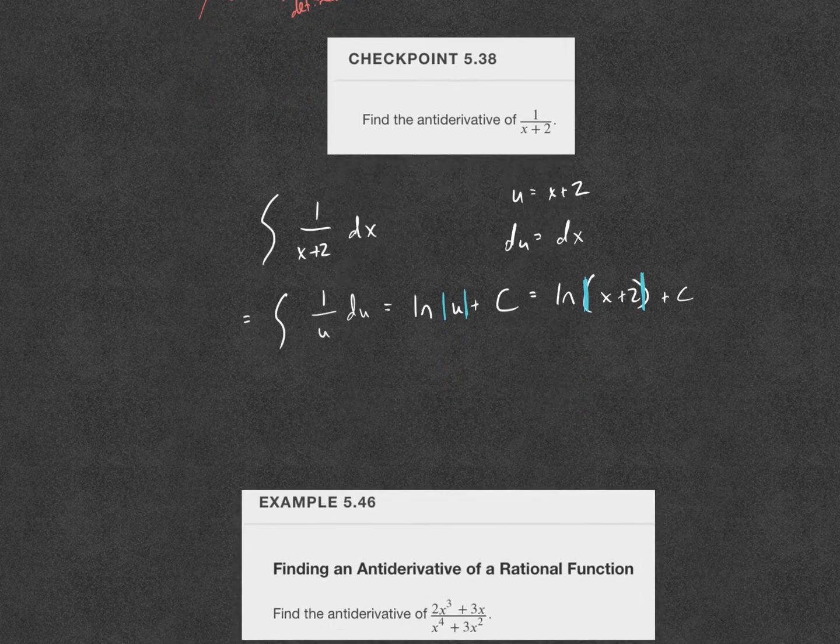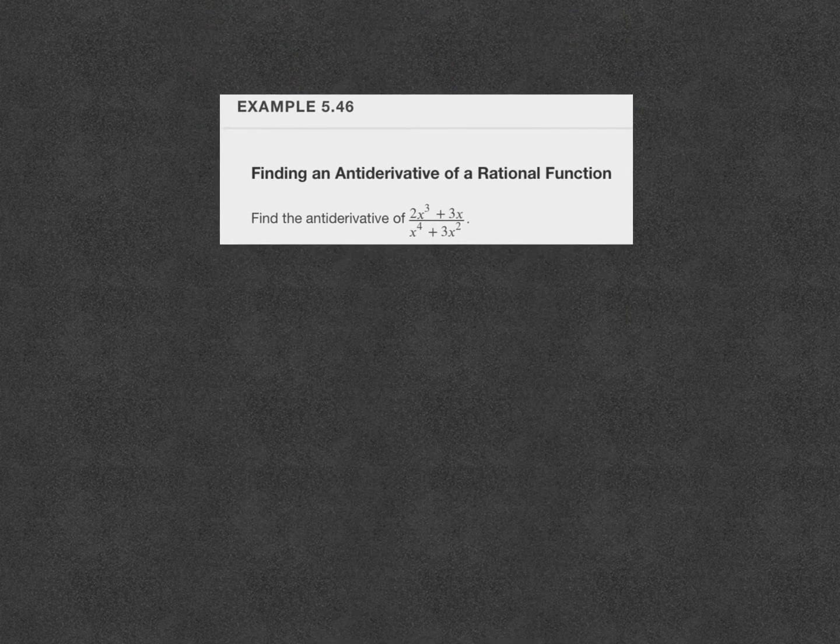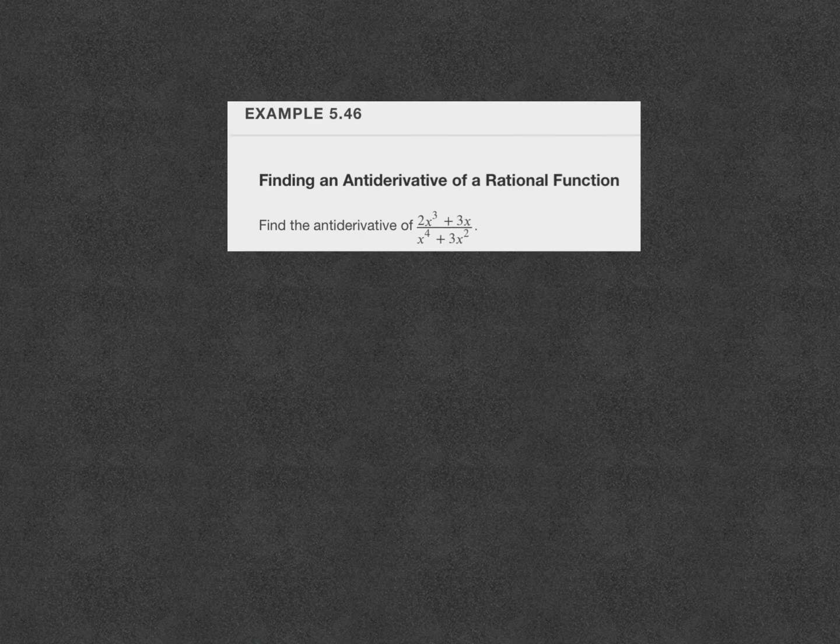Now, moving on to this other example. This looks nasty, but it's not, I promise. Well, you might not like it, but it looks worse than it is. Find the antiderivative of this beast of a function. So the integral of 2x cubed plus 3x over x to the 4th plus 3x squared dx. Whoa, look at all that. All right, so in this problem, it looks worse than it is.